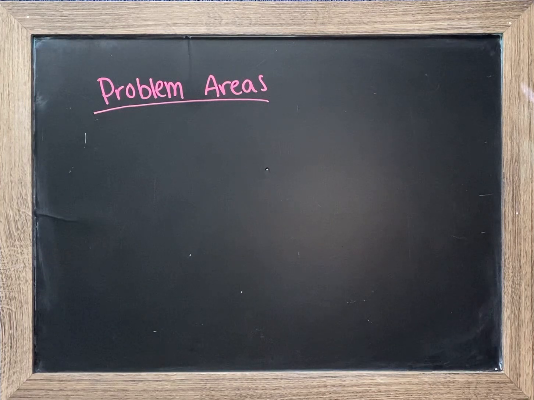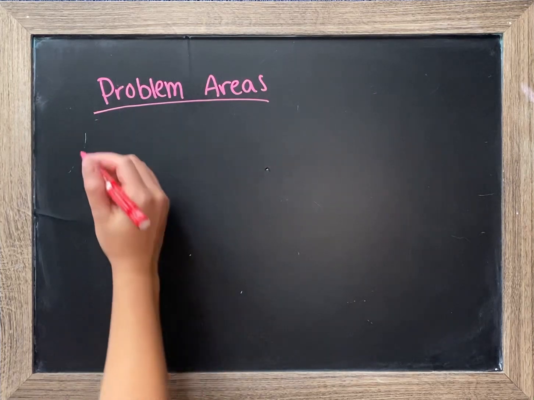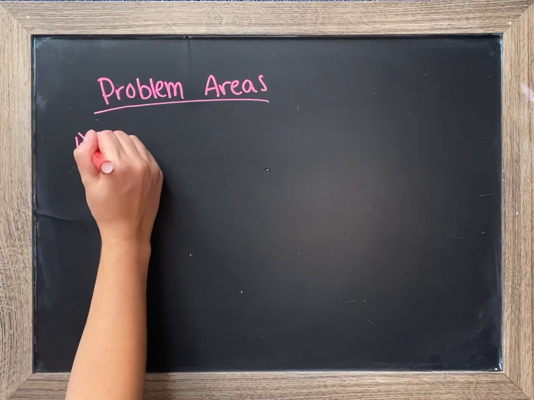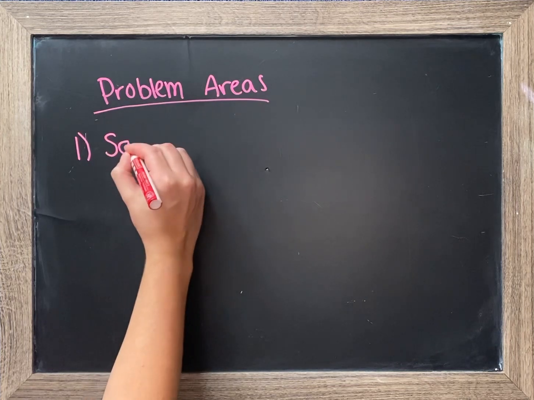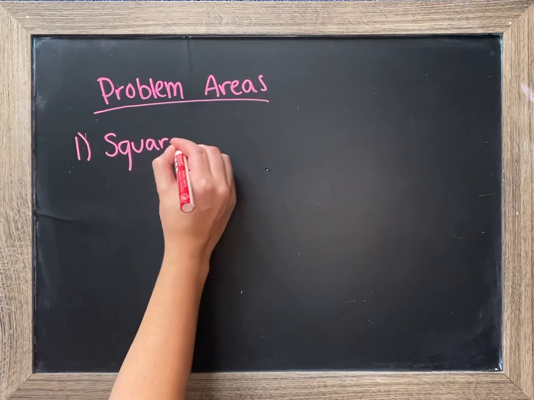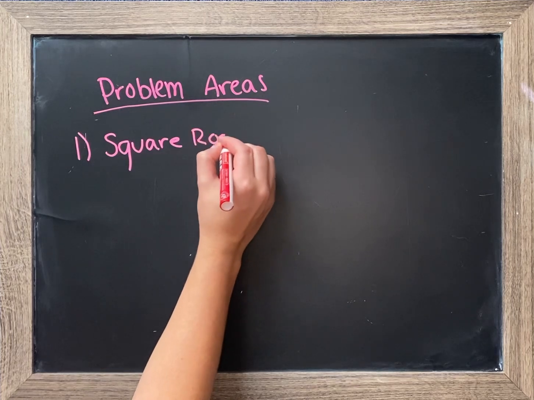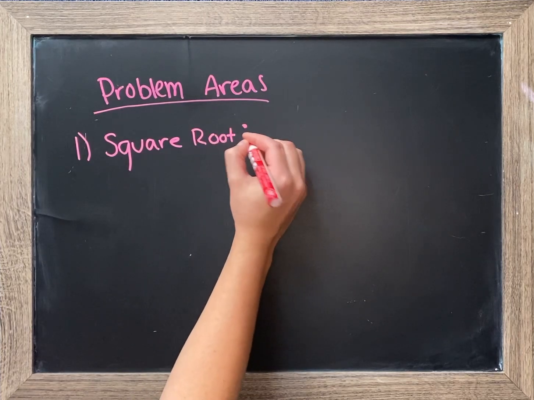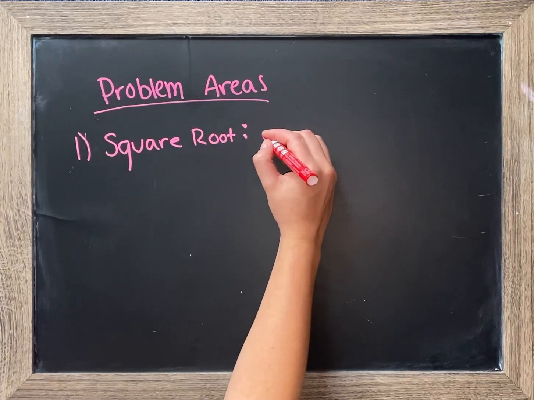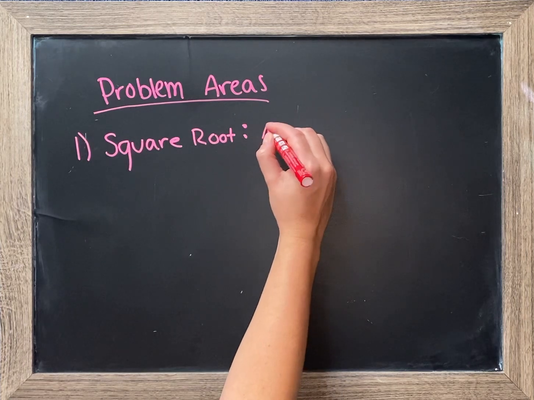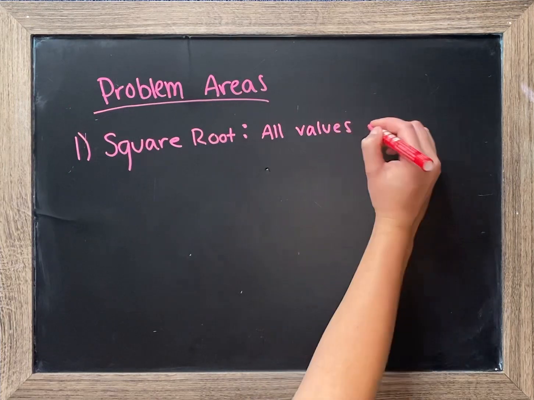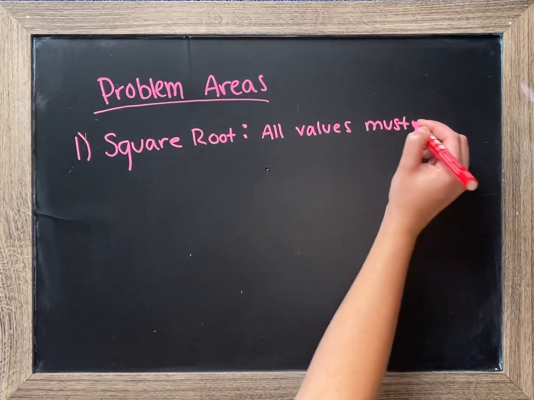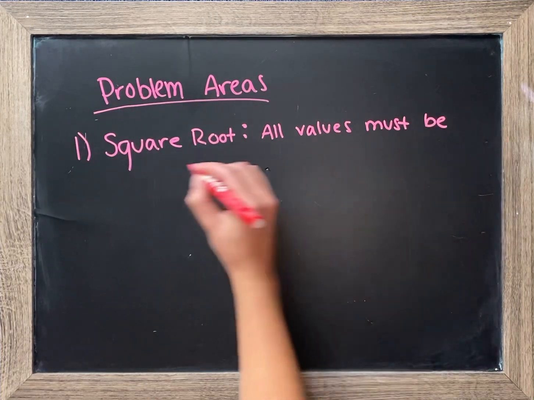So when you're working with your domain, the first thing you need to know is that for your square roots, if you have a square root in your equation, you have to find a domain so that if you're using the square root, all values must be positive.